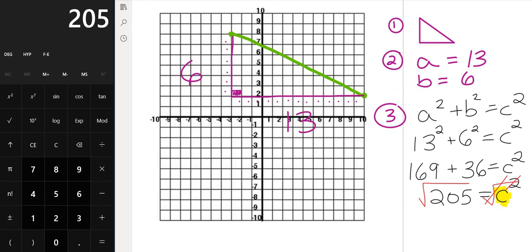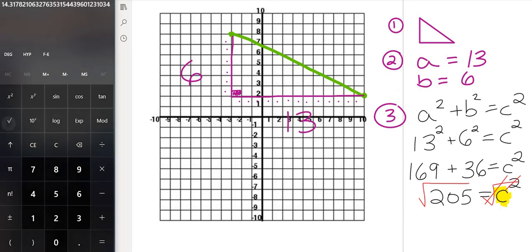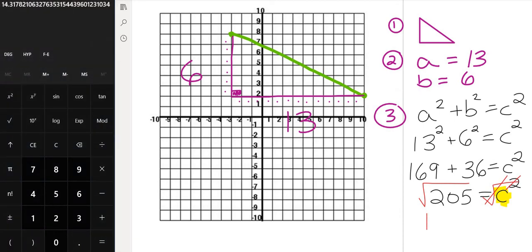Now, in our calculator, we need to do the square root of 205. Hit the square root. There it is, 14.31. Now, the question is asking you to find the distance and round to the nearest tenth. So, again, our answer is going to be 14.3. The nearest tenth is 1 decimal place, and that is our C value. So 14.3 units is our final answer for this question, rounded to the nearest tenth. Okay, let's go ahead and go on to number 10.